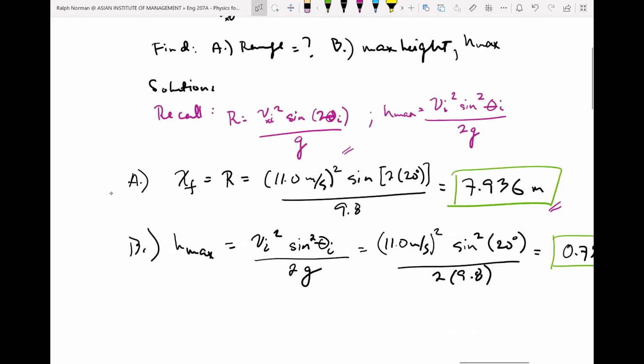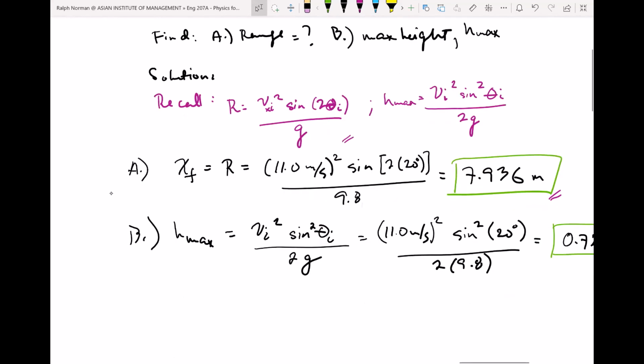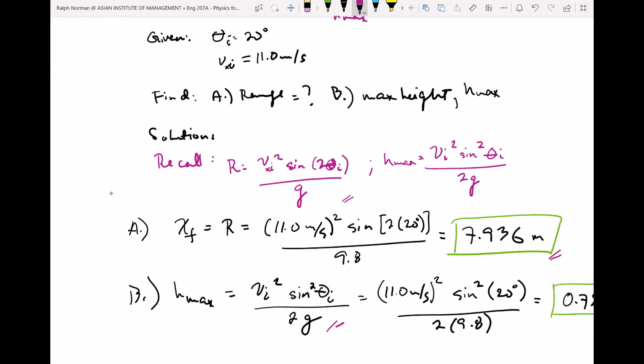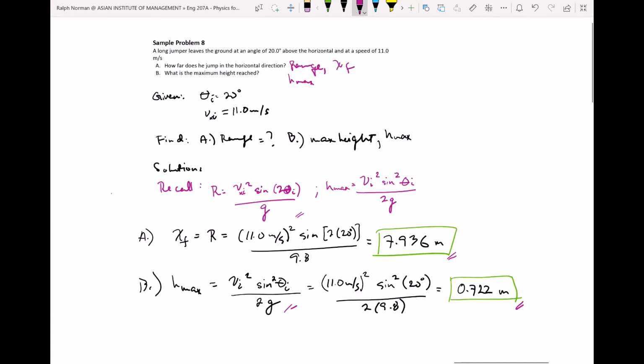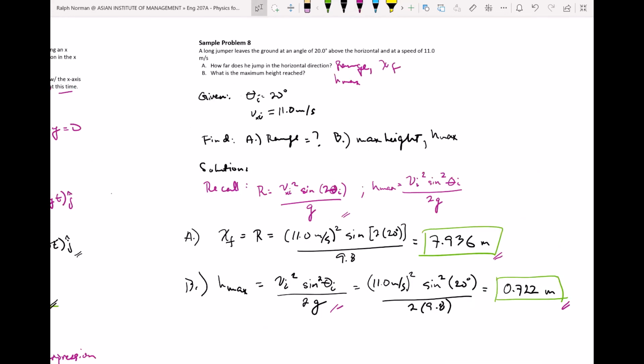And to get the maximum height, you simply substitute into the formula: the square of the initial velocity times the square of sine theta, over twice the acceleration due to gravity, and you will get 0.722 meters above the ground. There you go.